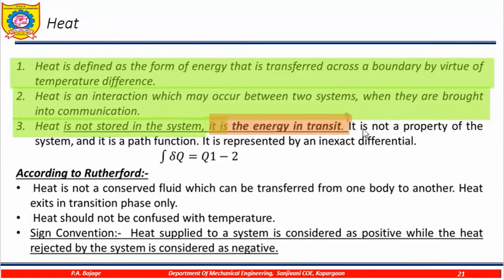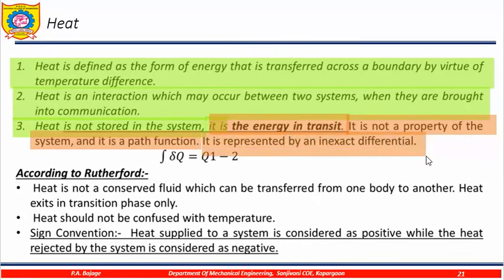It is not a property of the system, and it is a path function. Please remember, it is not the property of the system, but is a path function. Just now we have studied what a path function is, and in this diagram, this equation, you can see that delta Q is equal to Q1-2, meaning the heat in process 1 to 2, which can either be added or subtracted.